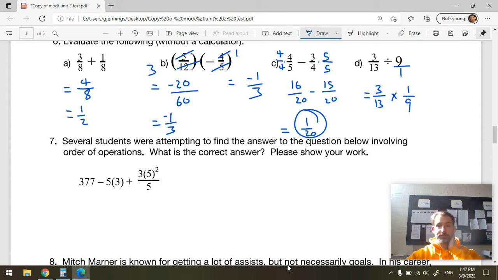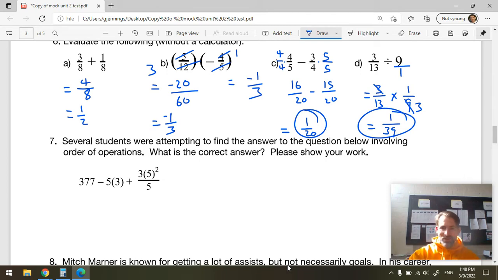Okay, so the 3 cancels one of the 3's in the 9 and makes it 3. 3 times 3 is 9, so I can cancel one of those 3's with that 3. And I end up with 1 over 13 times 3 is 39. So this is 1/39. So 3 over 13 divided by 9 is 1 over 39. And that makes sense to me. If it doesn't make sense to you, then come and ask me about it.